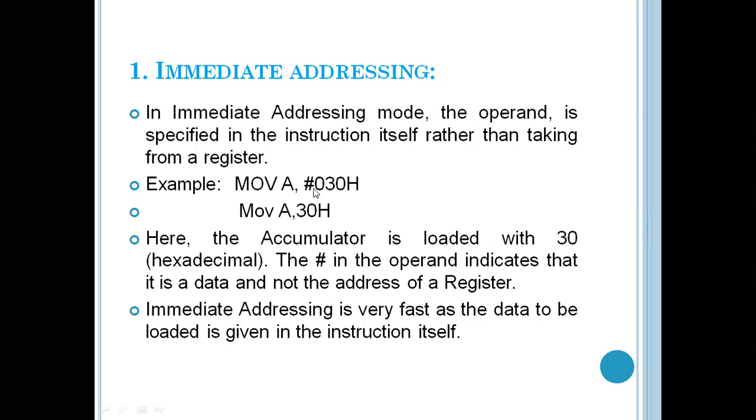Whenever a hash comes, the user or the system comes to know that 30 is taken as data. If there is no hash and we have written the same instruction MOV A comma 30, what does it mean? 30 is considered as a location, and the data stored at location 30 is moved or copied into the A register. So that is the main difference.